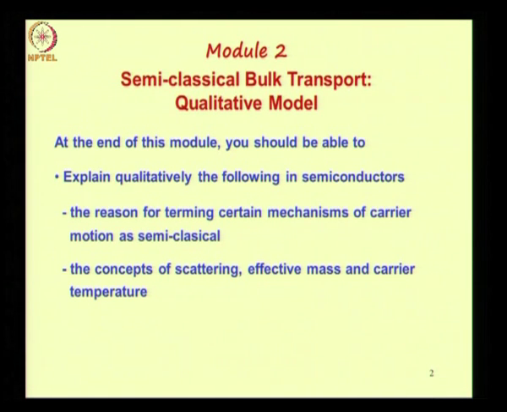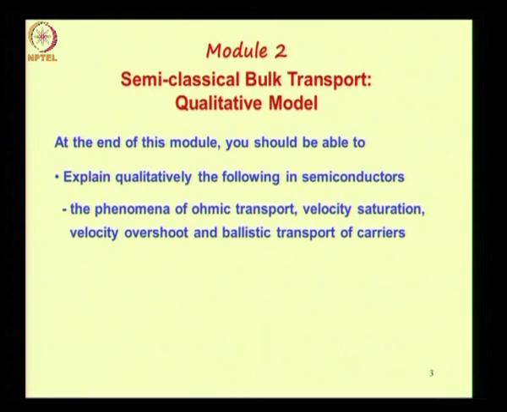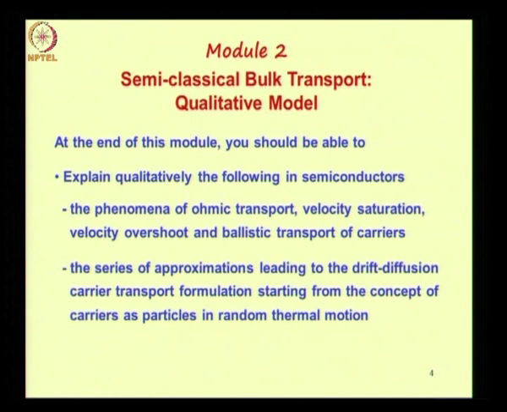Next, you should be able to explain the concepts of scattering, effective mass and carrier temperature. Then you should be able to explain the phenomena of ohmic transport, velocity saturation, velocity overshoot and ballistic transport of carriers. You should be able to explain the series of approximations leading to the drift diffusion carrier transport formulation, starting from the concept of carriers as particles in random thermal motion.